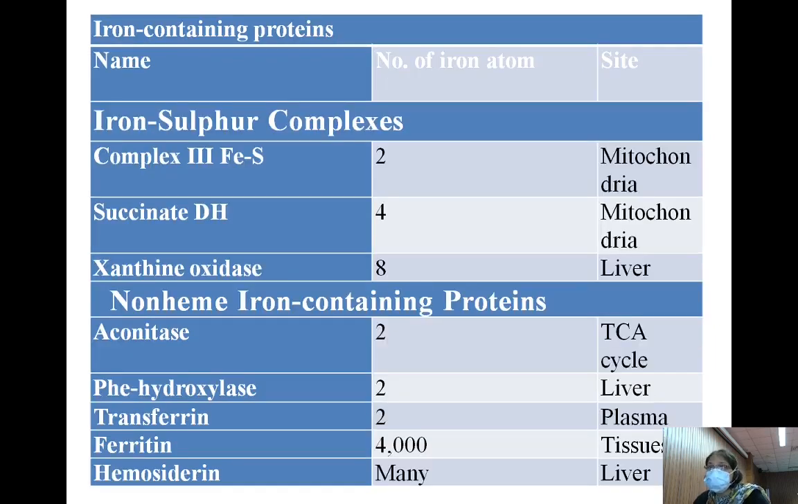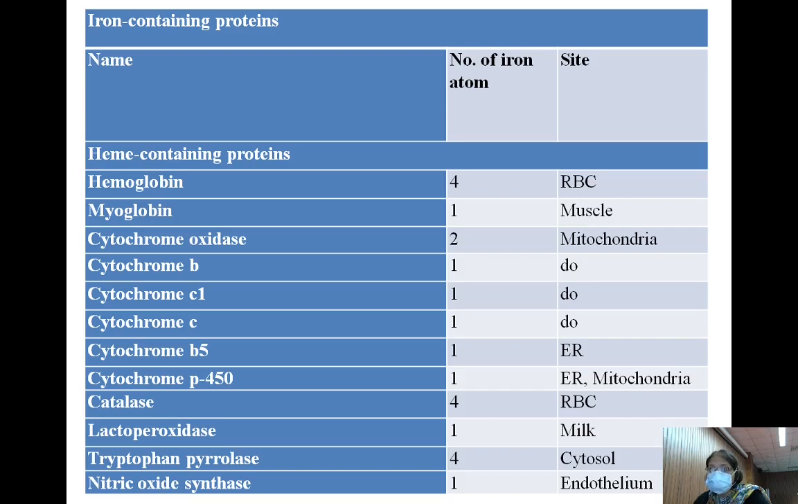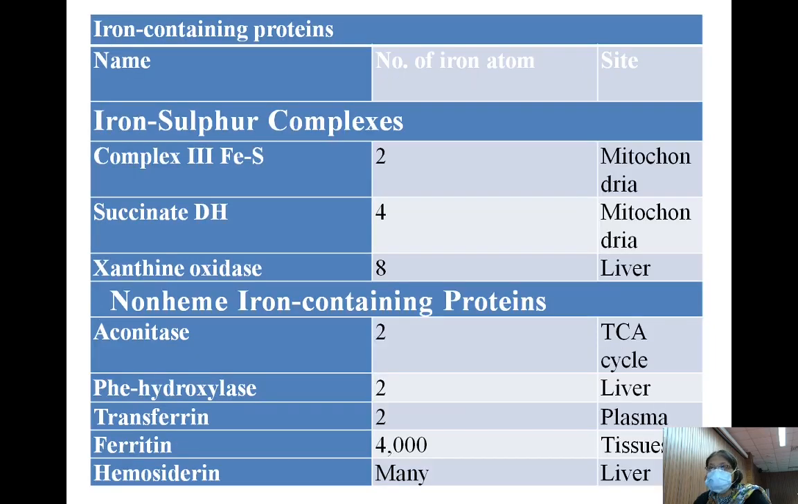Now iron sulfur complexes. The earlier ones are the heme containing proteins. Here they are the non-heme iron sulfur complexes, isn't it? Iron sulfur complexes are part of the mitochondrial electron transfer chain, the ETC, with the presence of 2 iron atoms.